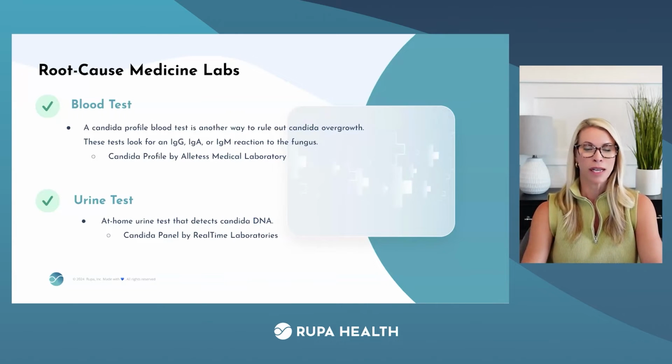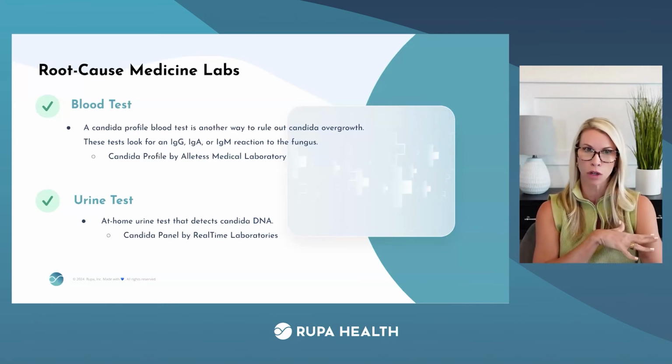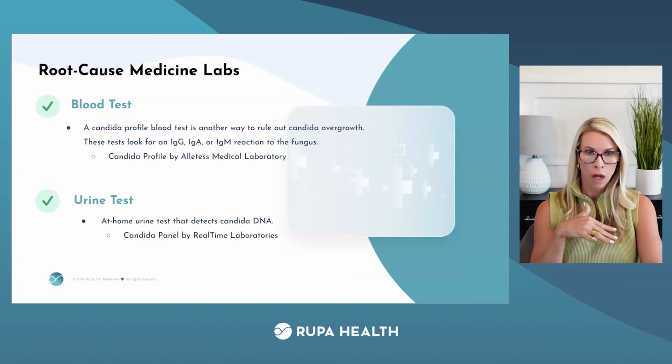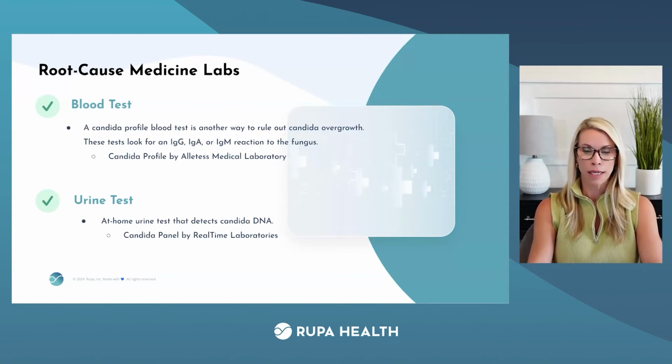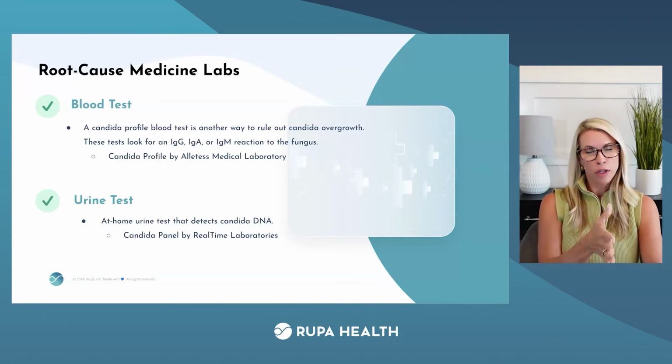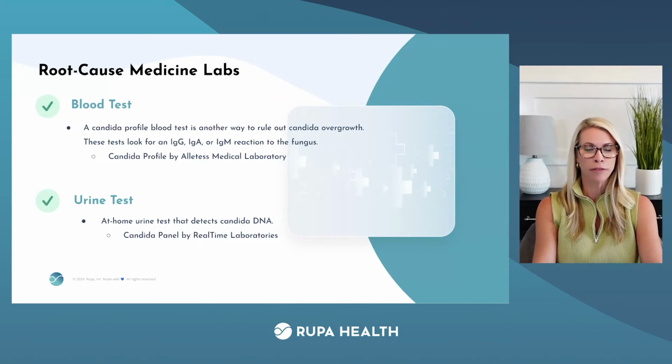This way of testing, I would say, is not as inclusive as a comprehensive stool test because you're going to get so many more biomarkers and just a lot more information. But you can, again, order a blood test. You could do this alongside a comprehensive stool test, a SIBO breath test, and maybe even a food sensitivity test. But again, Ali test, this is an example. They also give you a Candida immune complex marker in that profile.